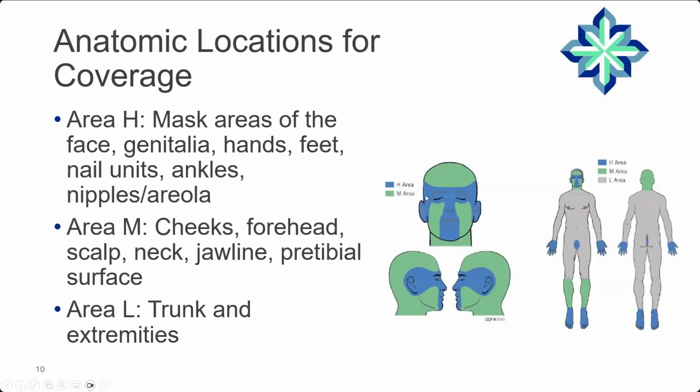In here, you can see area H is blue, and those are all the blue highlighted areas on this graph. L includes the trunk and extremities. So L is all the grayed out areas. M includes the cheeks, forehead, scalp, neck, jawline, and pretibial surfaces. So again, that's all the green stuff identified here.